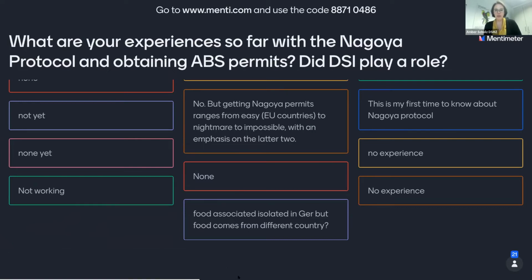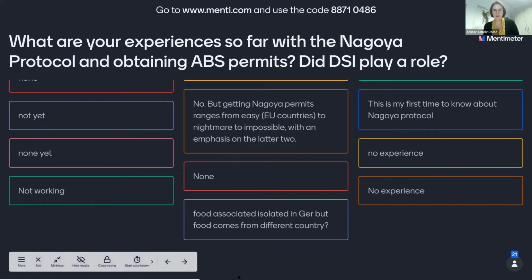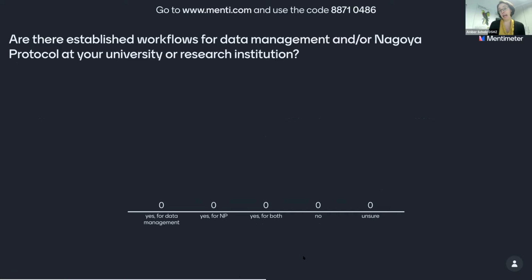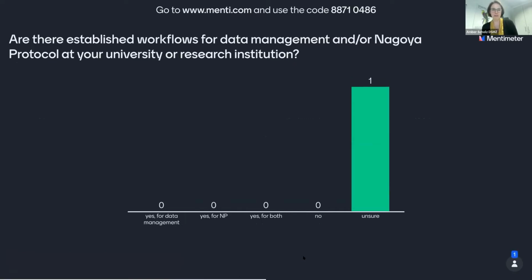And I think we can move on over to the next question. This one will be a little easier to answer. And that is, are there established workflows for data management and/or the Nagoya Protocol at your university or at your research institution? And this is going to move us on over into the NFDI section of our symposium.